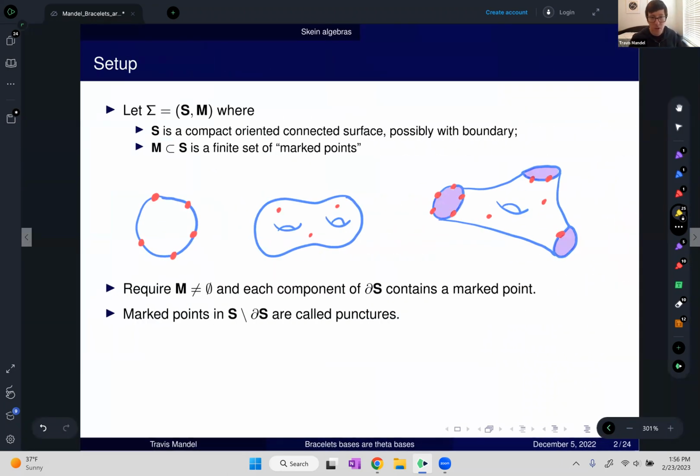Oh, my monitor just went. All right, still there. Just my monitor flickered.